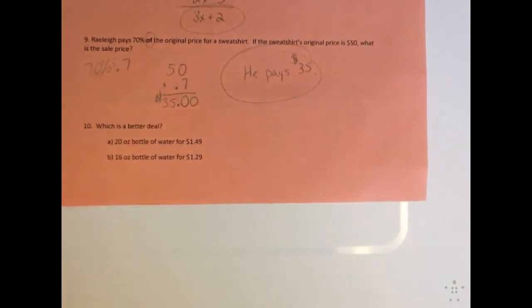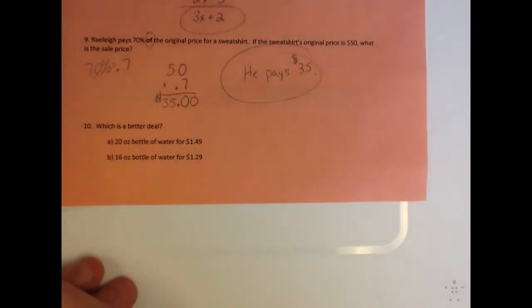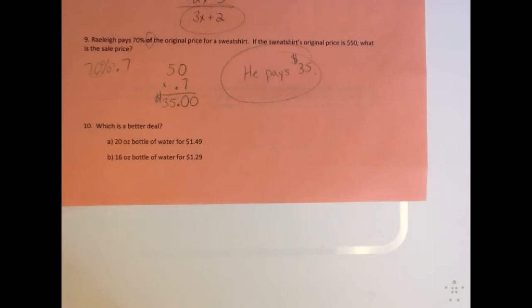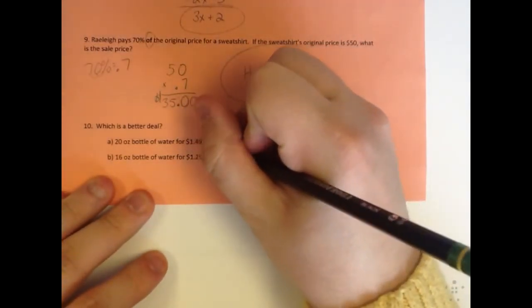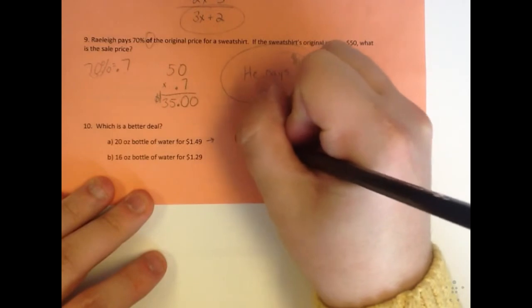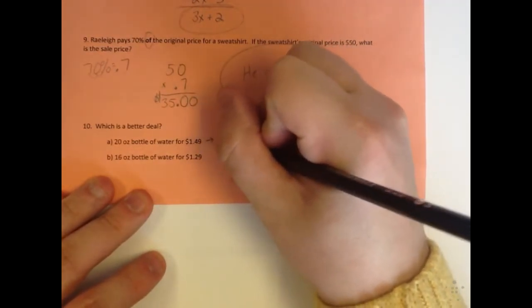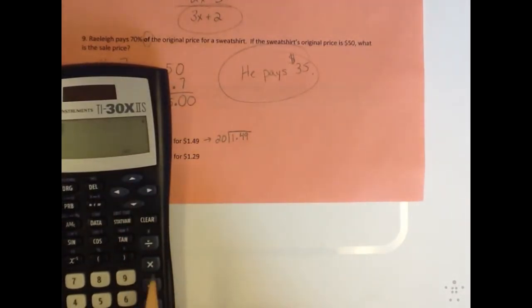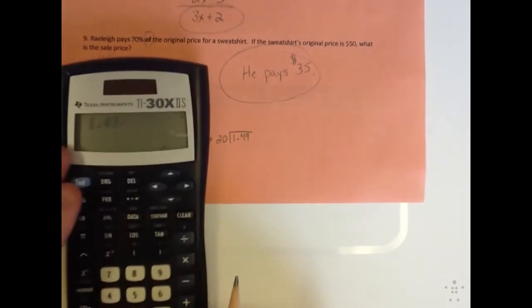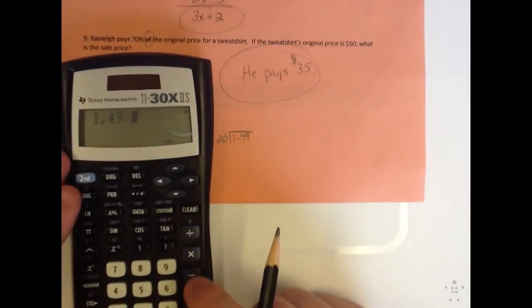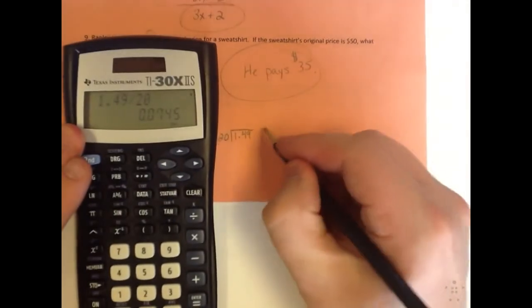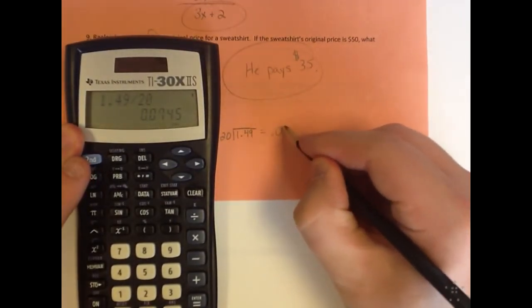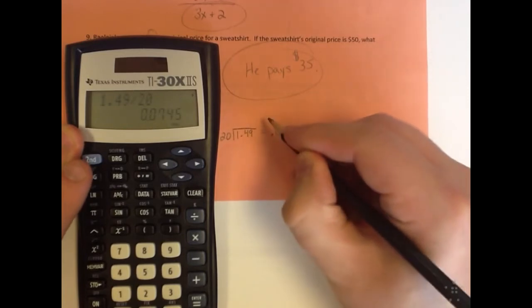And number 10, which is the better deal? A 20-ounce bottle of water for $1.49 or a 16-ounce bottle of water for $1.29. We need to do unit rate like we did at the beginning of the year. Let's practice it. So for this one, we're going to take our $1.49, divide it by 20 ounces, and we'll find out what's the price per ounce for that. 1.49 divided by 20 gives us 0.0745.